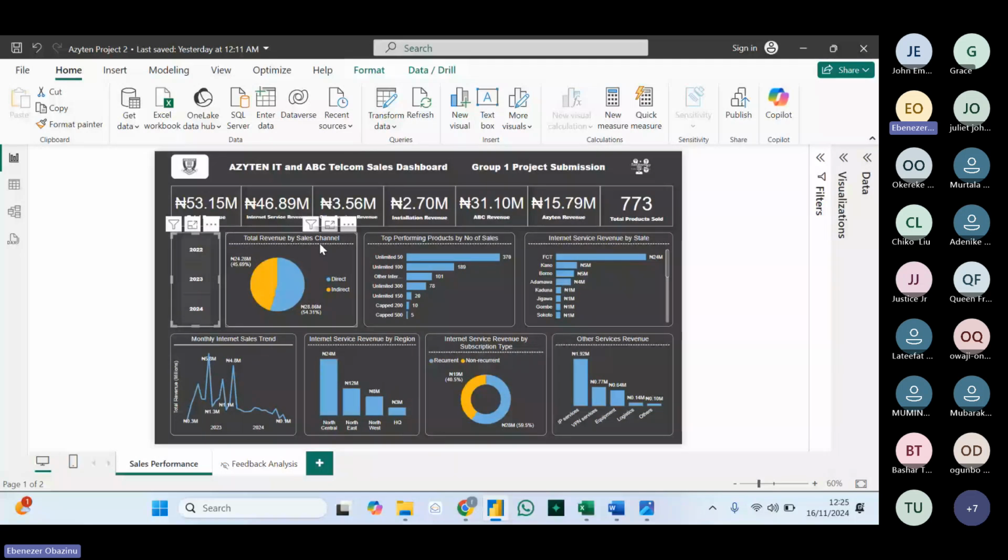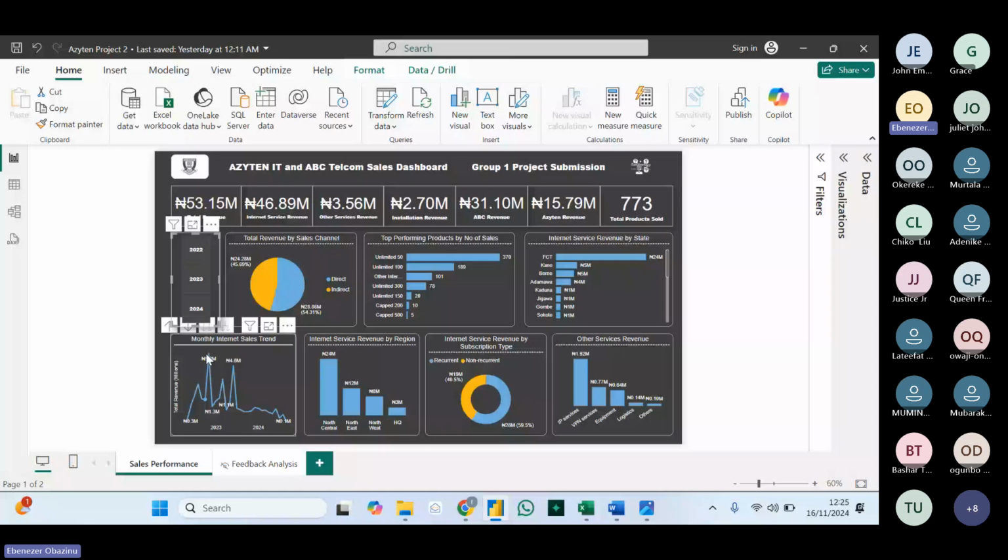We also did total revenue by sales channel, the direct and indirect sales channel. For indirect we have 24.2 million, and for direct we have 28 million. Then we have the monthly sales trend there. This is for internet service only, so we took out other services like the IP services from this. So this is the revenue trend, and we can see that the best performing month is November 2022.